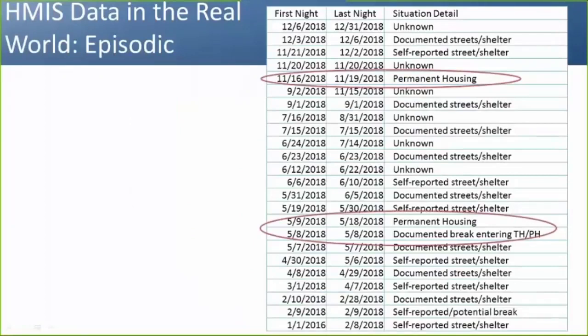Here we see the status view. The details show that although she had 4 nights in permanent housing in November, this does not constitute a break, since a break has to be 7 nights or more. The May permanent housing enrollment, however, lasted from May 8th to May 19th, more than 7 nights, and so it does get a documented break status.